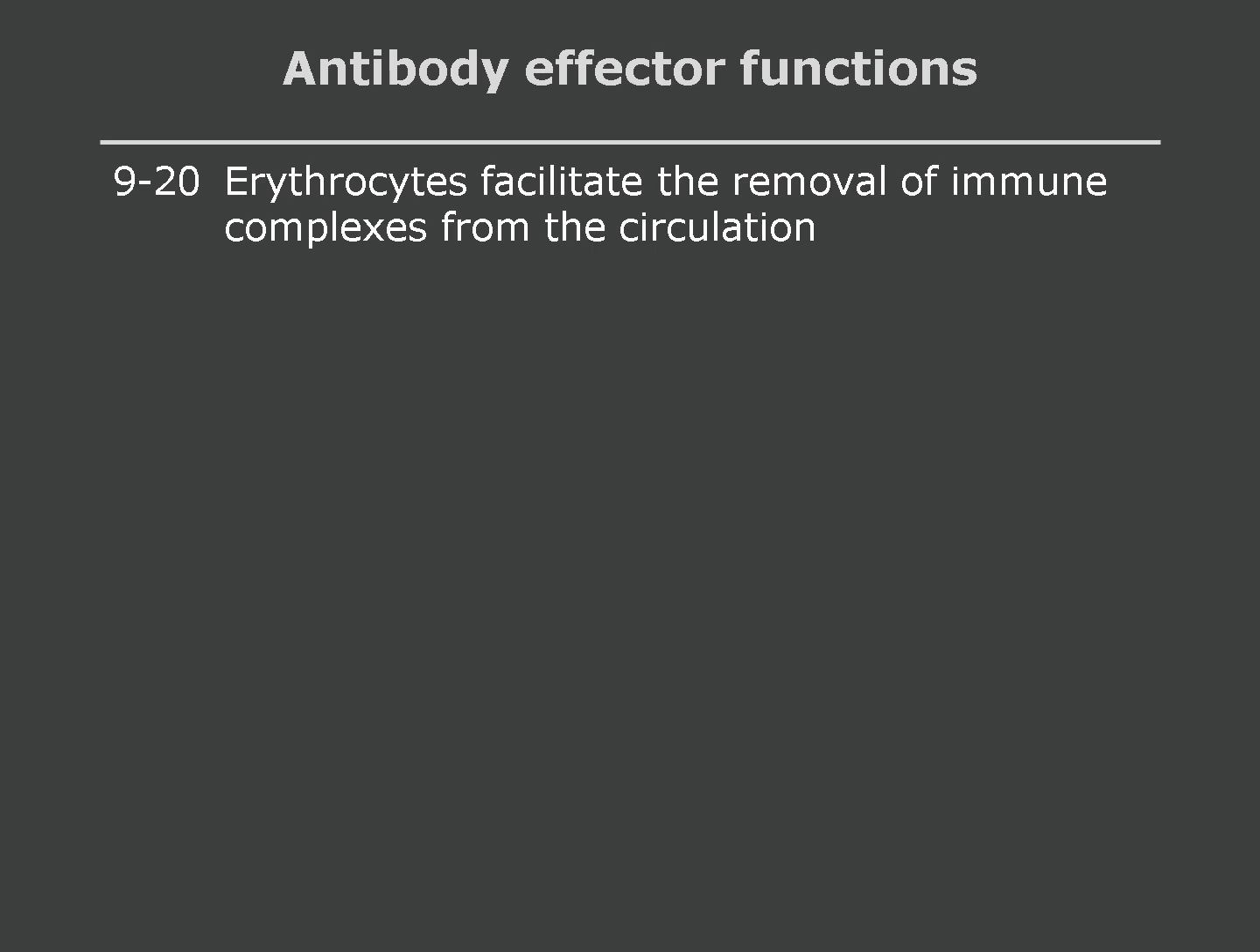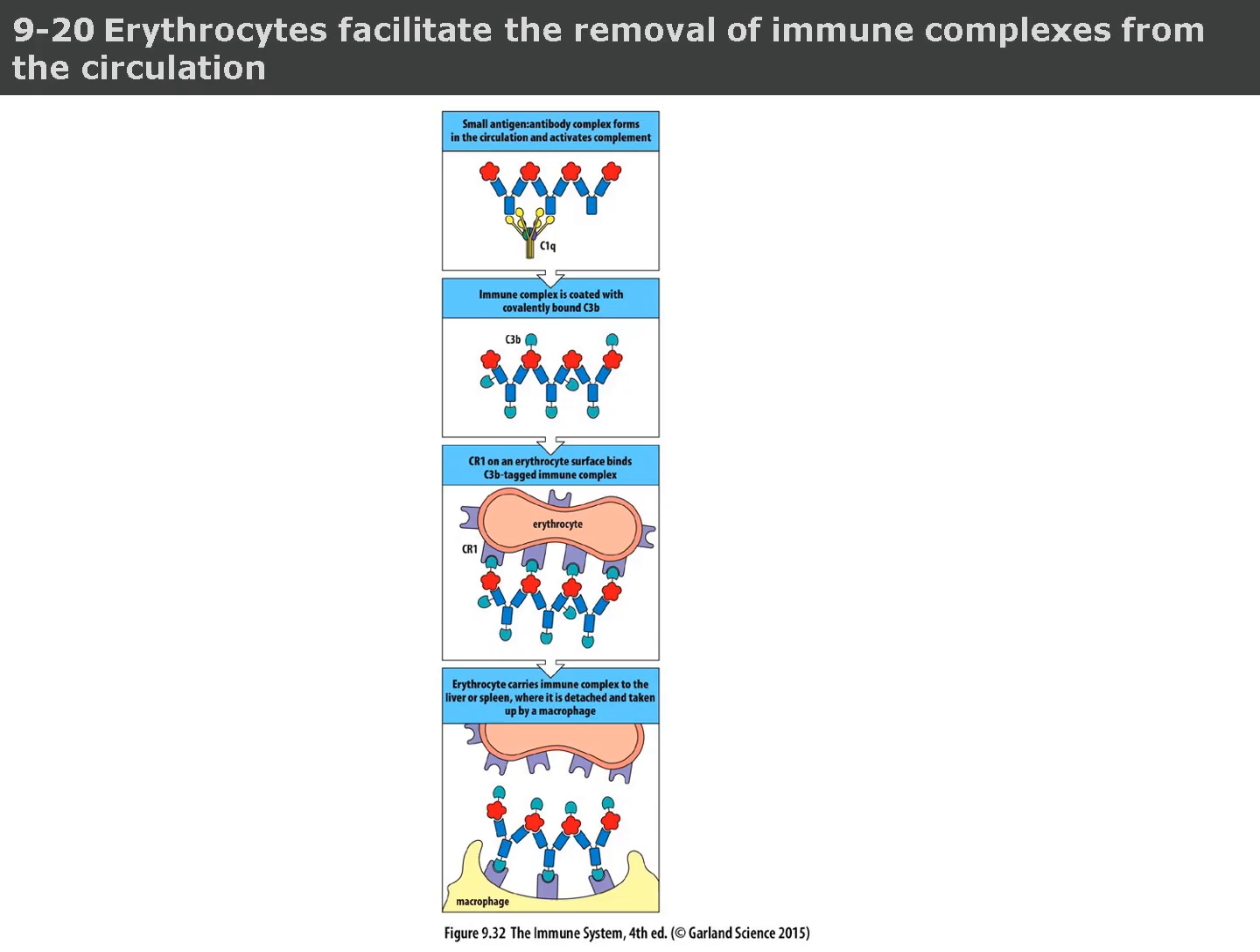Erythrocytes facilitate the removal of immune complexes from the circulation. This figure explains how erythrocytes play a key role in immune homeostasis by removing circulating immune complexes from the bloodstream. At the top, we see a small antigen-antibody complex forming in the blood. Once formed, it activates complement, leading to the deposition of C3b on the complex.